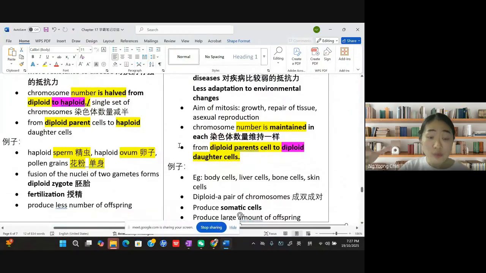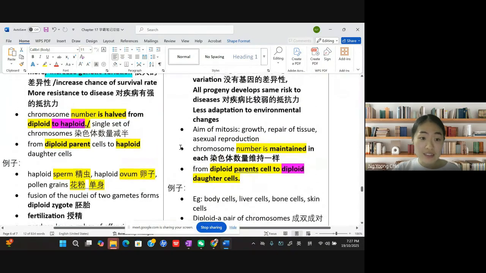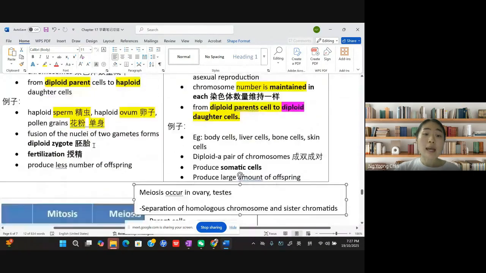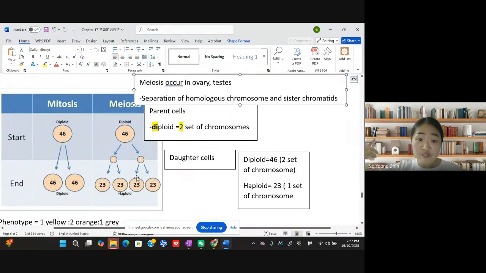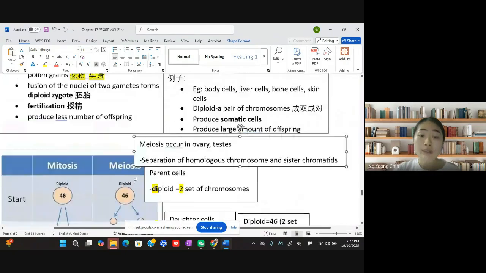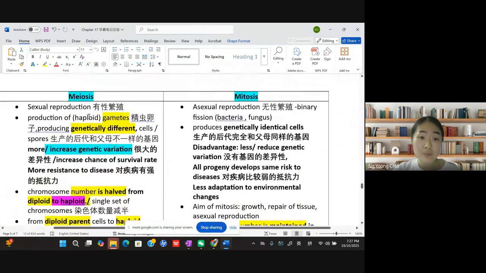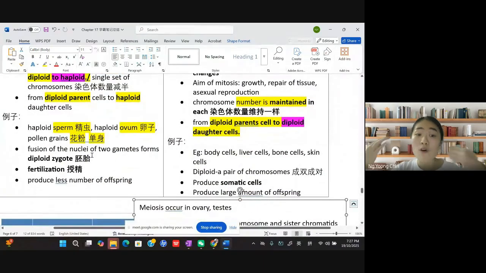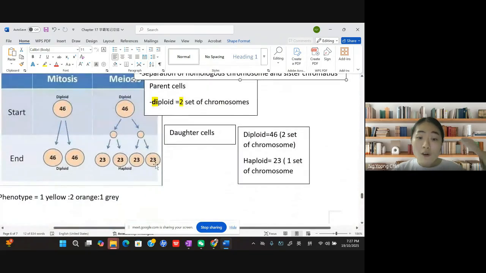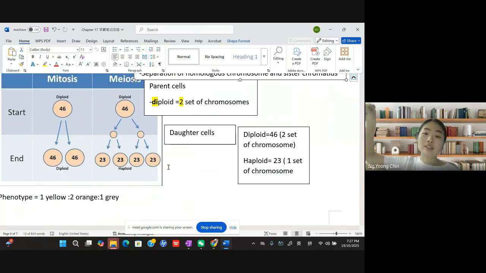So do you know why they need to have half of the number? It's because meiosis later, they will fuse back together, right? They will produce these sex gametes, which are the sperm and the ovum. So later the sperm needs to fuse with the ovum so they can restore the diploid number. That's why the ovum has 23 chromosomes, and the sperm also has 23 chromosomes. So you sum them together, become 46, which is the diploid zygote.